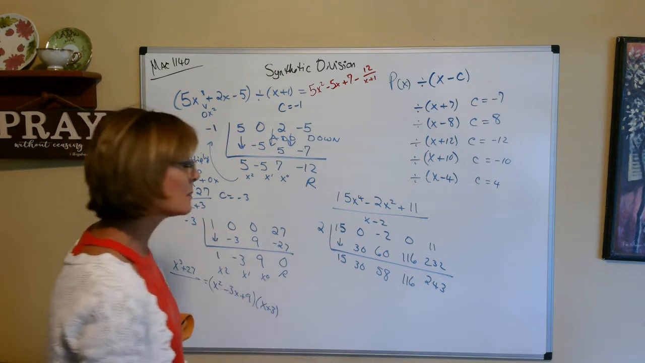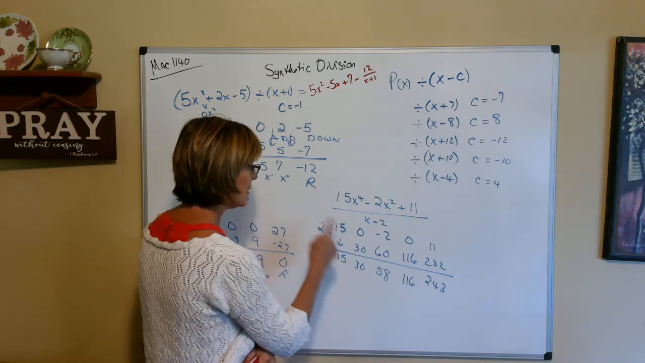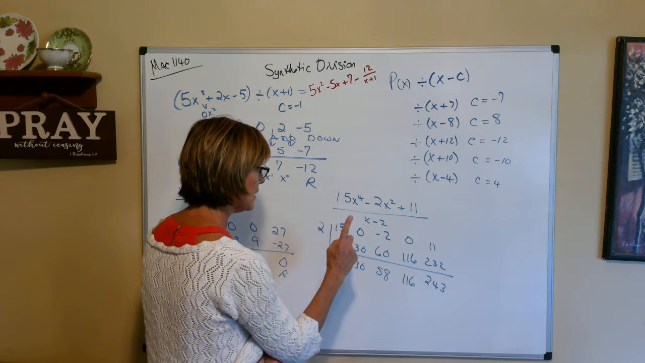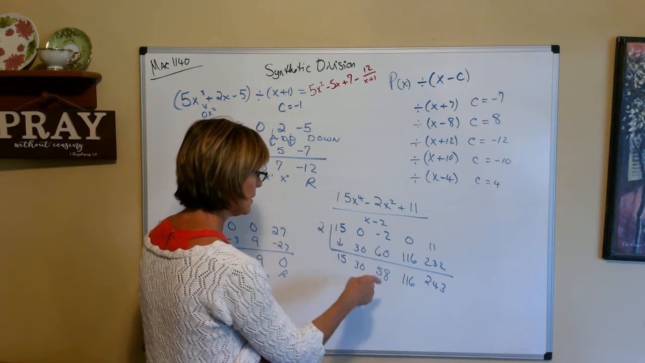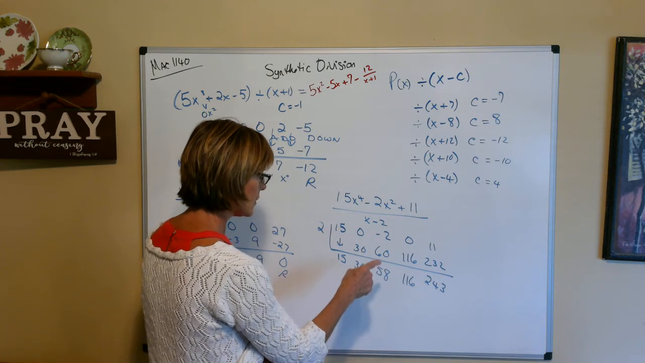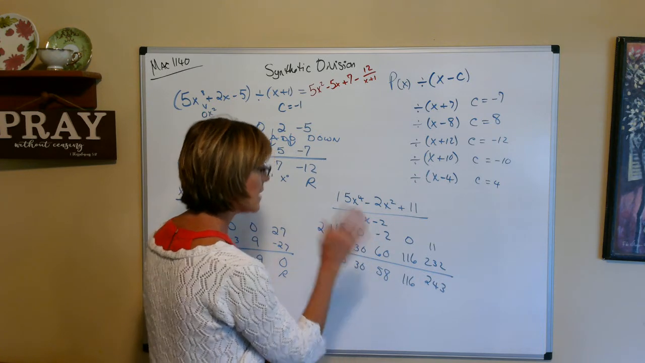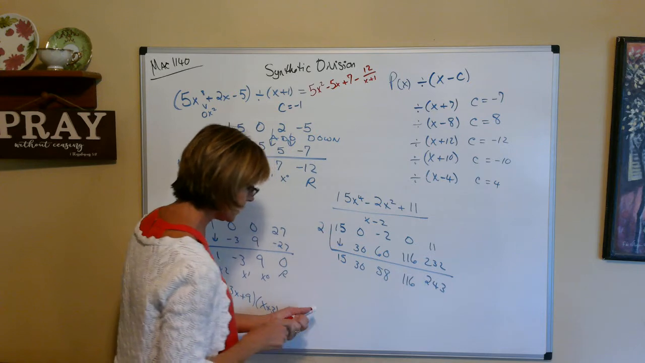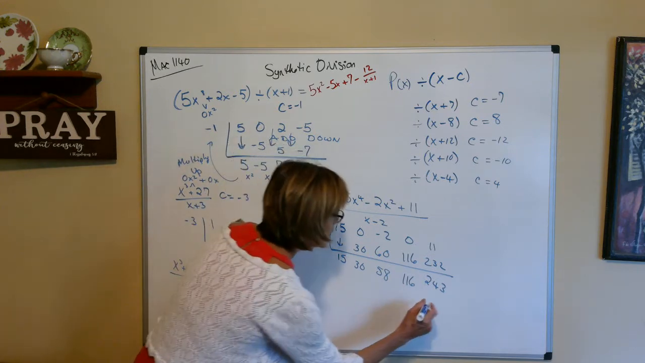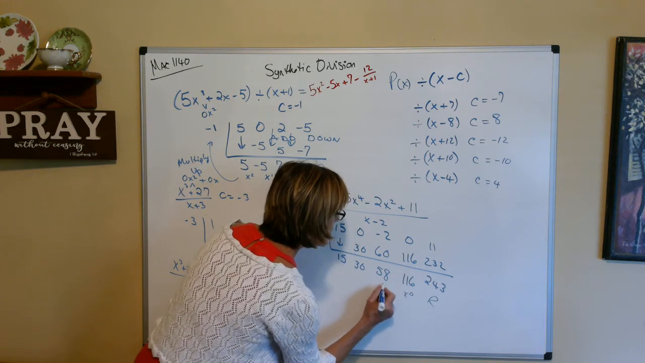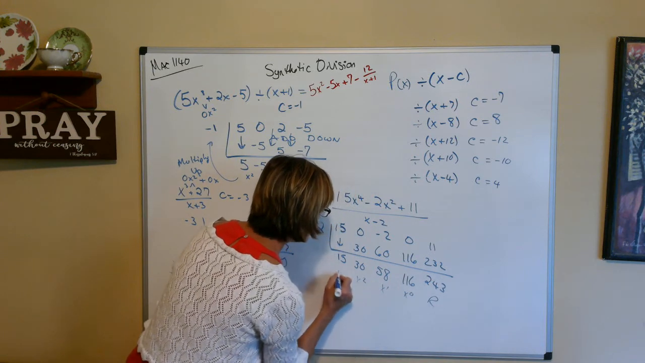Now I did that a little bit fast. I just want to double check my addition. 15, 30, 30, 60, 58, 116, 232, okay, I think that's okay. Let's interpret this now. This is going to be my remainder. x to the 0, x to the 1, x to the 2, x to the 3.